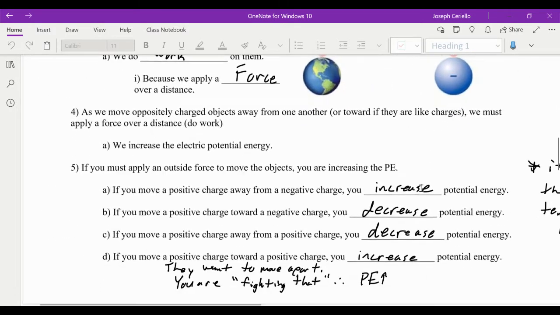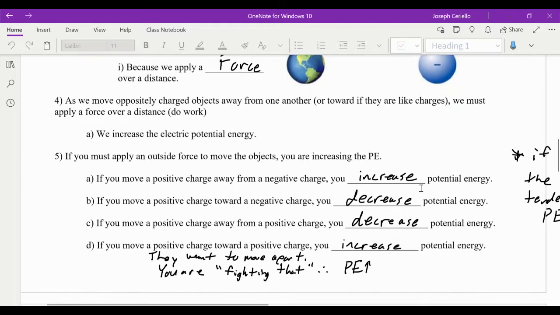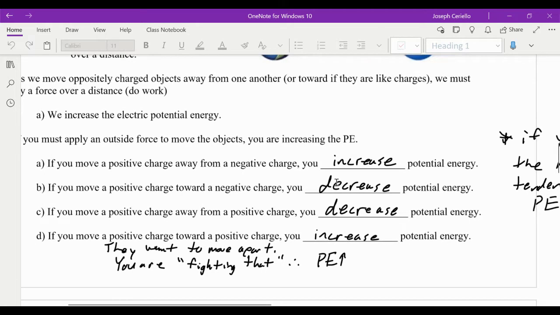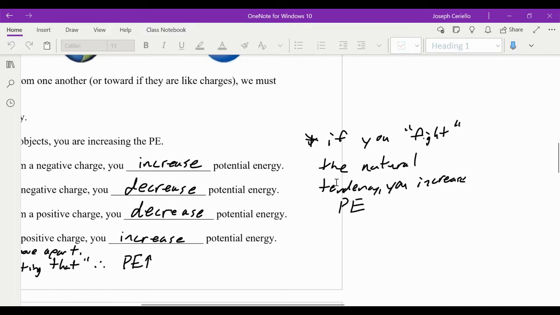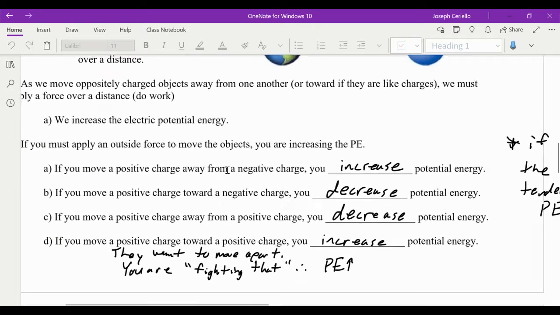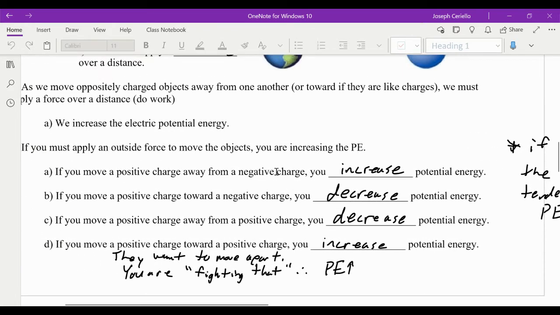All right, so let's check out how to work on these. We have to determine if the potential energy is increased or decreased. Here's my rule of thumb for figuring it out. If you have to fight the natural tendency of the object, I know fight is a weird word to use there, you increase the potential energy. What do we mean by that? Well, let's look. If you move a positive charge away from a negative charge, what do positives and negatives want to do? They want to come closer together. Well, you are moving them apart. Therefore, you are fighting their natural tendency. You are increasing potential energy.